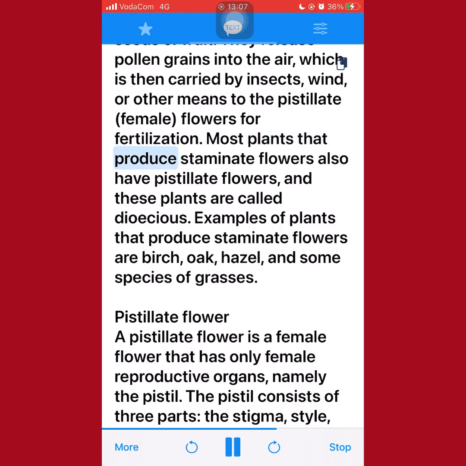Most plants that produce staminate flowers also have pistillate flowers, and these plants are called dioecious. Examples of plants that produce staminate flowers are birch, oak, hazel, and some species of grasses.